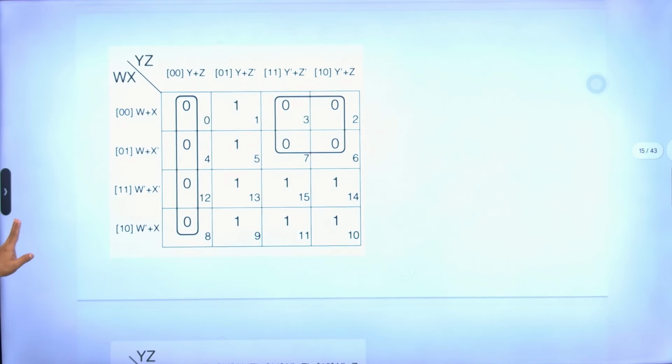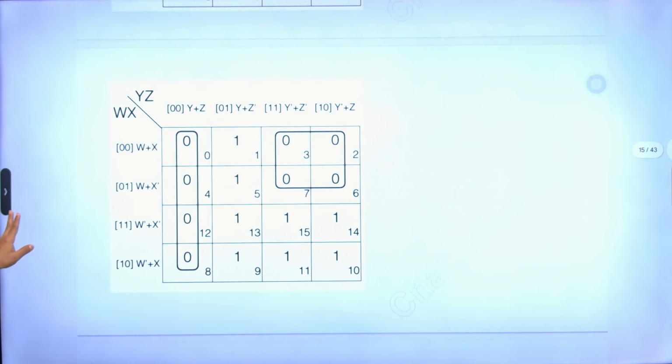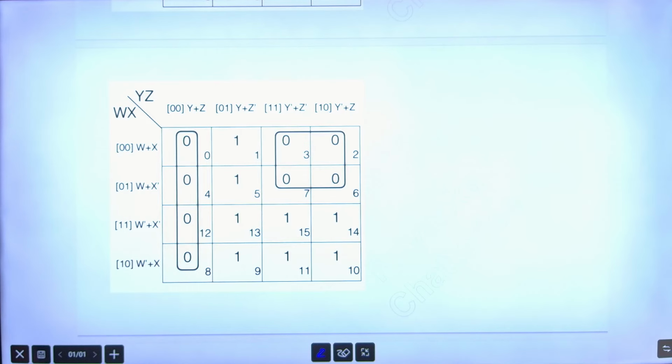So for POS, can you tell me what will be the answer for this one? Quickly try. This is a POS. What will be the answer? Don't care, here also you can take. Here also don't care, you can take. That is not a problem. Don't care is allowed in both, SOP also, POS also.